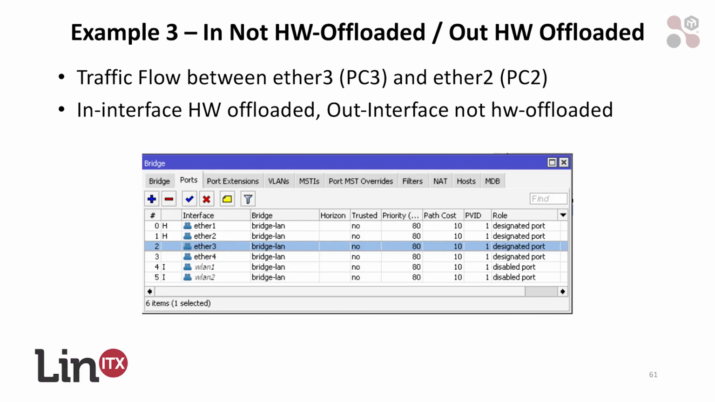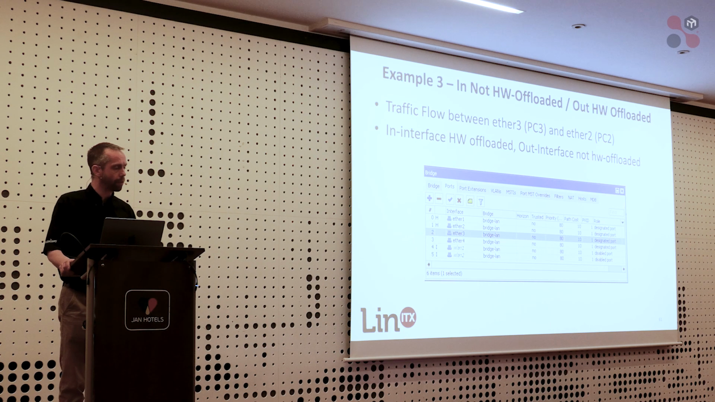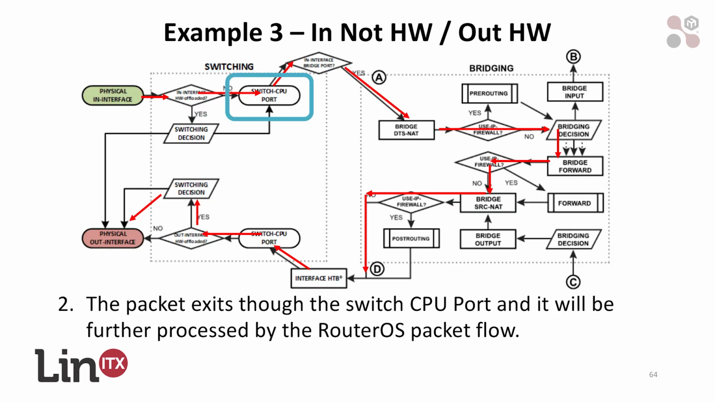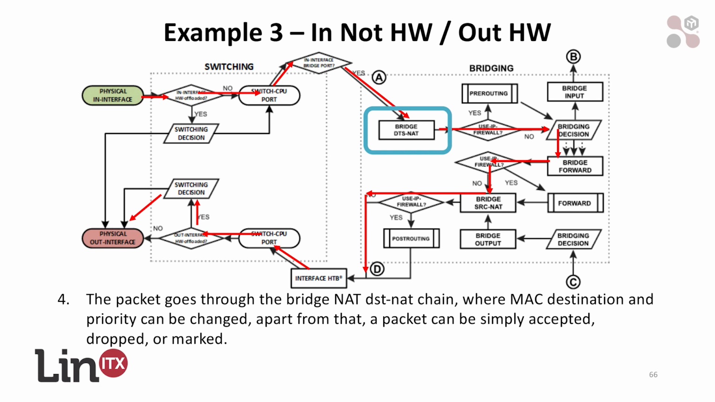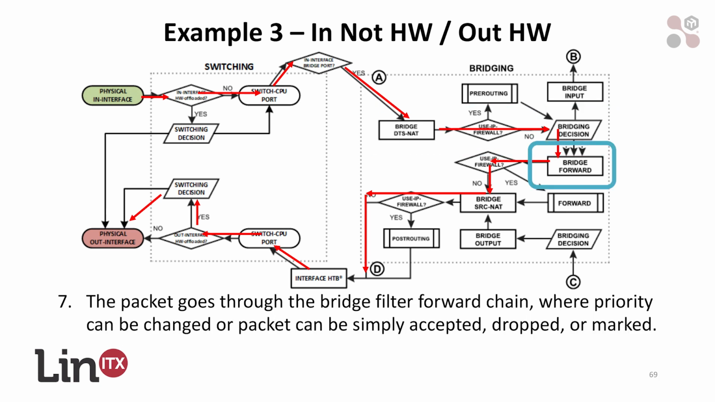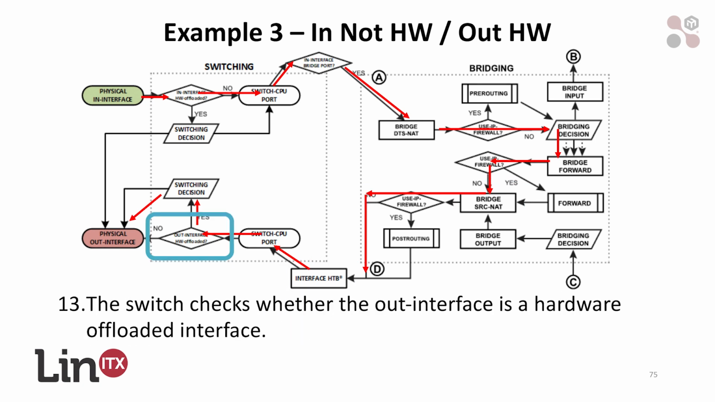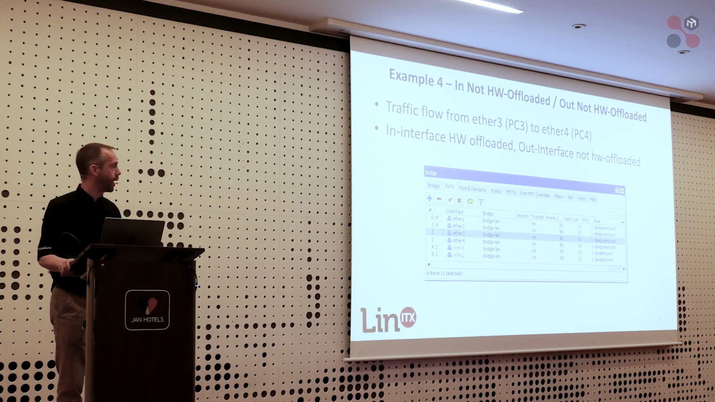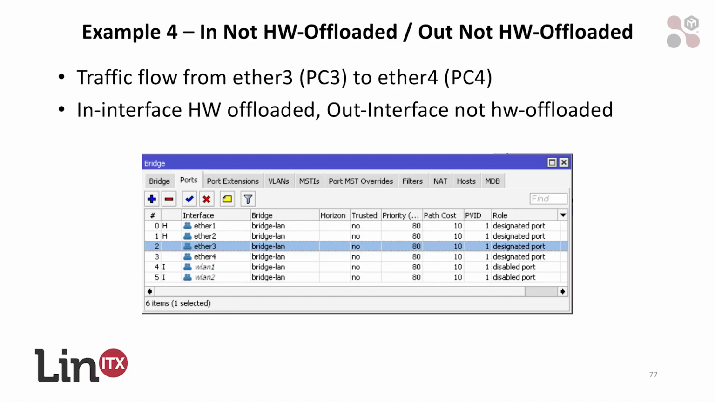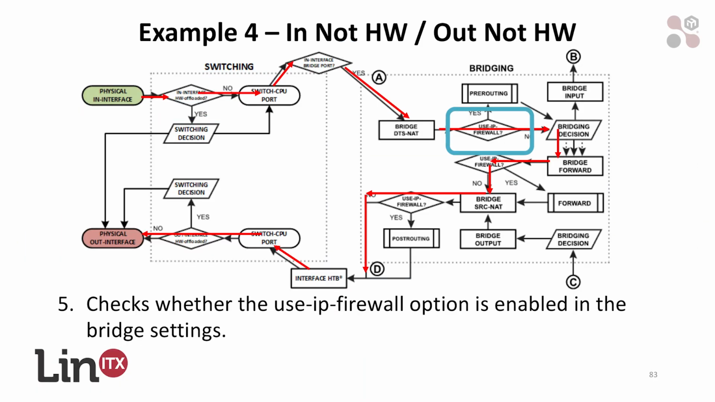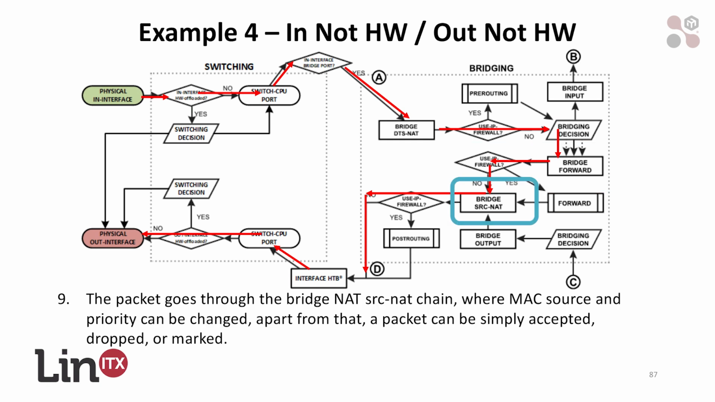Now, traffic flow between PC3, which is not hardware offloaded, and a hardware offloaded PC is very, very similar in its flow. And it looks like that. But this time it excludes itself from the switching decision on the first part and just goes straight into the bridging function. And non-hardware offloaded to non-hardware offloaded, PC3 to PC4, follows a very similar flow, just does not use either of the switching decisions.